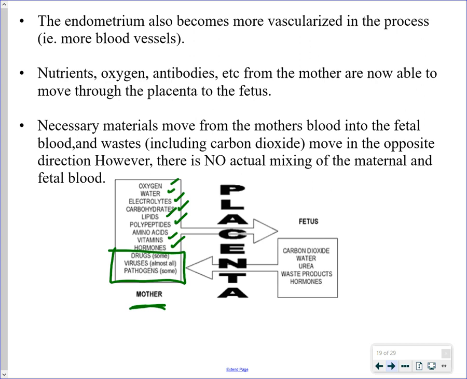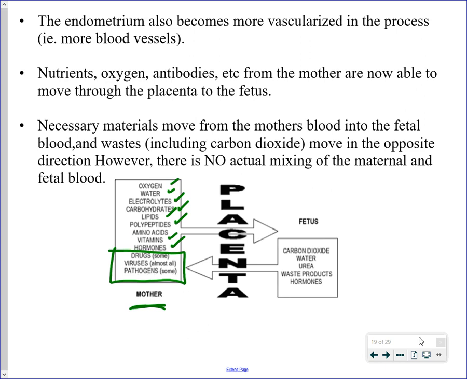Not everything is necessarily good. So drugs, whether legal or illegal drugs, will pass from the mother circulation into the fetal circulation as well. Some viruses will pass through, pathogens will pass through. So some things that can certainly be harmful to the baby. And along with drugs, that also includes some fairly common drugs like nicotine that you would find in cigarette smoke, caffeine that you would find in coffee, tea, chocolate, other caffeinated beverages.